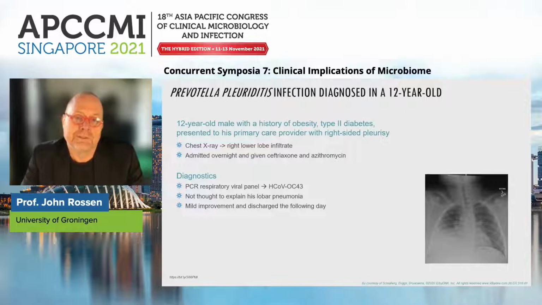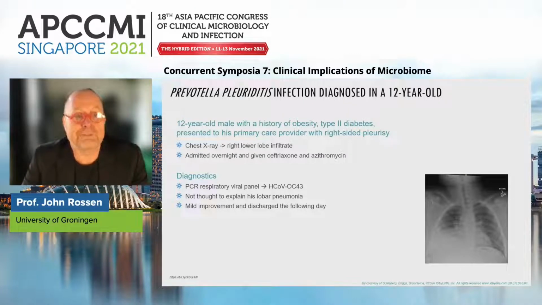And to show you that this is really helpful, I have a use case here where we had a Prevotella pleuritis infection diagnosed in a 12-year-old person. This 12-year-old male had a history of obesity, type 3 diabetes, and he presented to his primary care provider with right-sided pleurisy. So the chest X-ray showed a lower lobe infiltration, and the boy was admitted overnight and given some antibiotics.